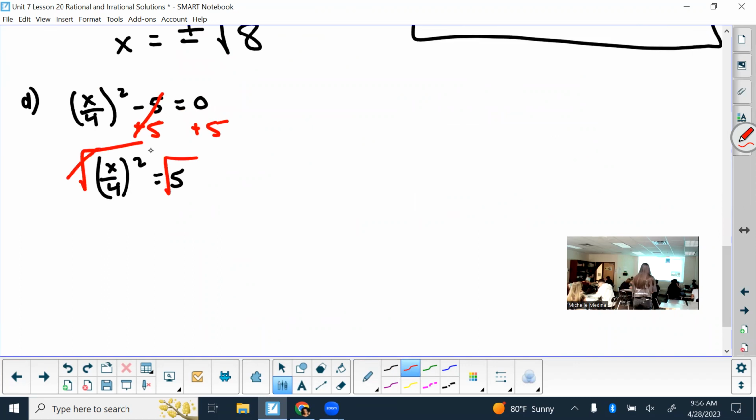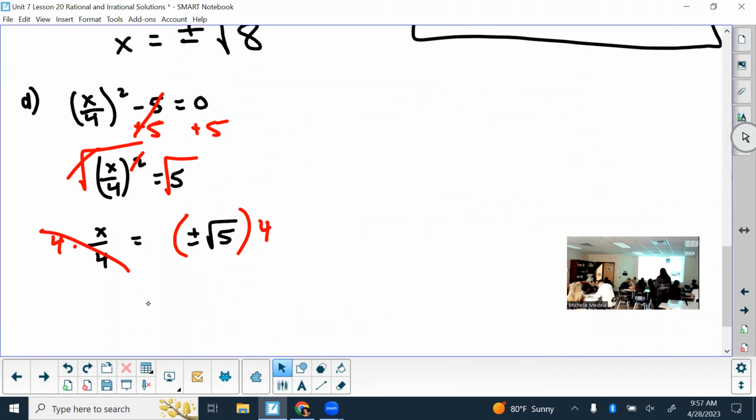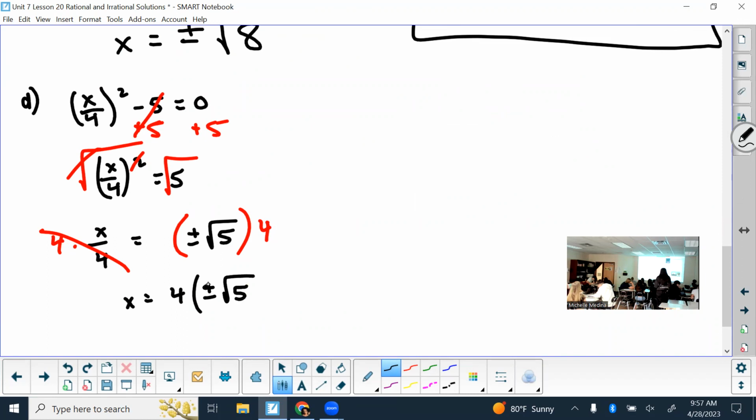So then the square will now cancel out. I have x over 4 equal to plus or minus the square root of 5, because that's not a perfect square. And what's opposite of dividing 4? Multiplying by 4. And whatever you do on one side, this is actually times 4. I don't want to put plus or minus 4, that would be confusing. All right, so it would be this times a positive or minus square root of 5.